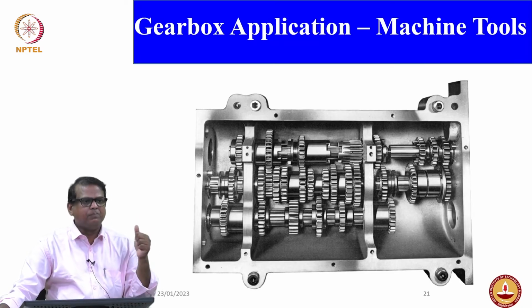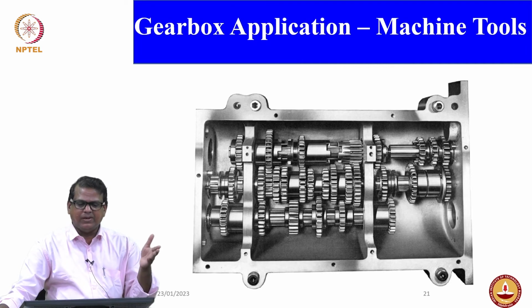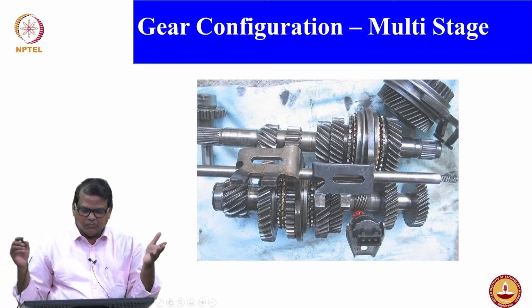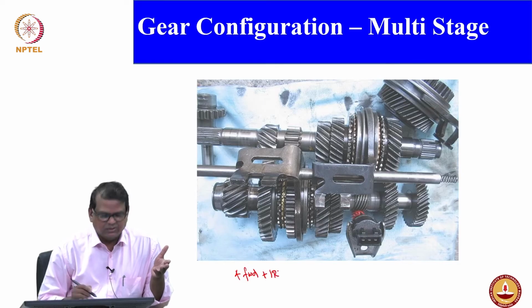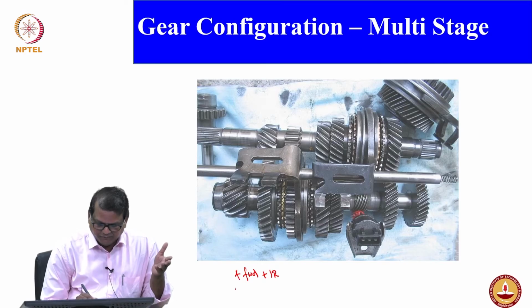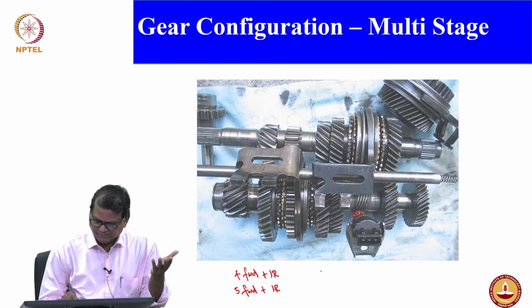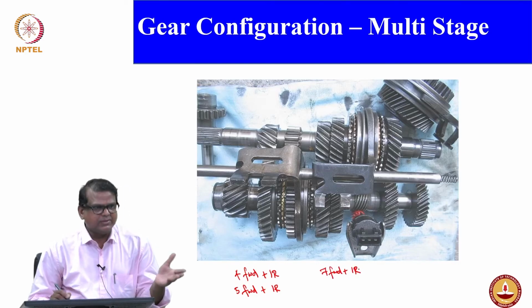We talk about machine tool. Prior to the machine tool, what is the typical range you would expect in the automobile gearbox? Usually you will have 4 forward speeds, right, and 1 reverse. This is your configuration. Otherwise you will have 5 forward and 1 reverse. Sometimes you may have 7 forward gears also, and 1 reverse. So this is how the arrangement is given.